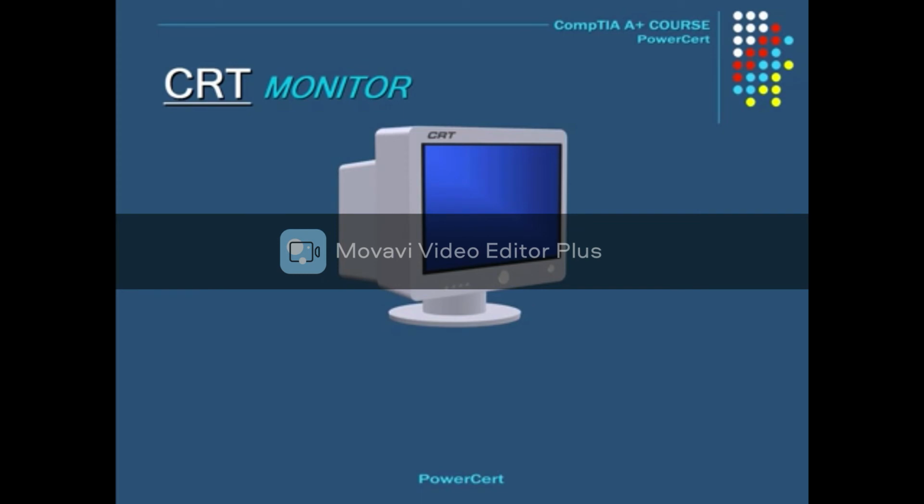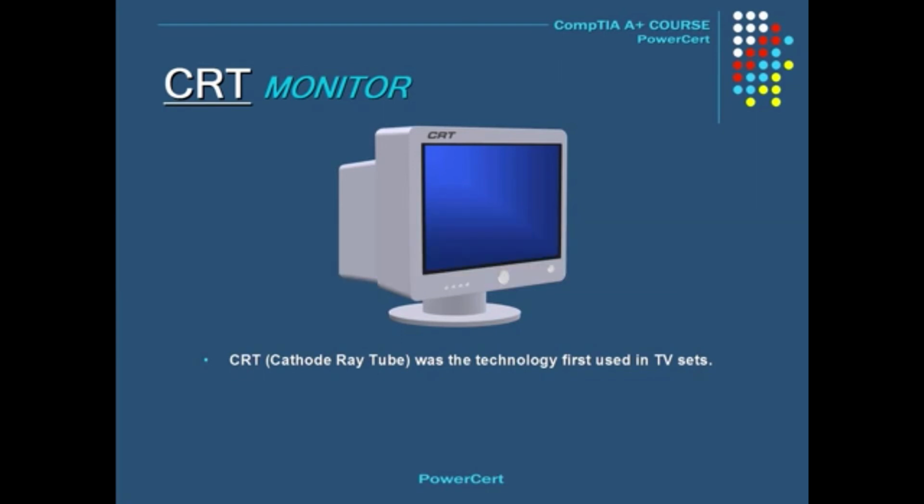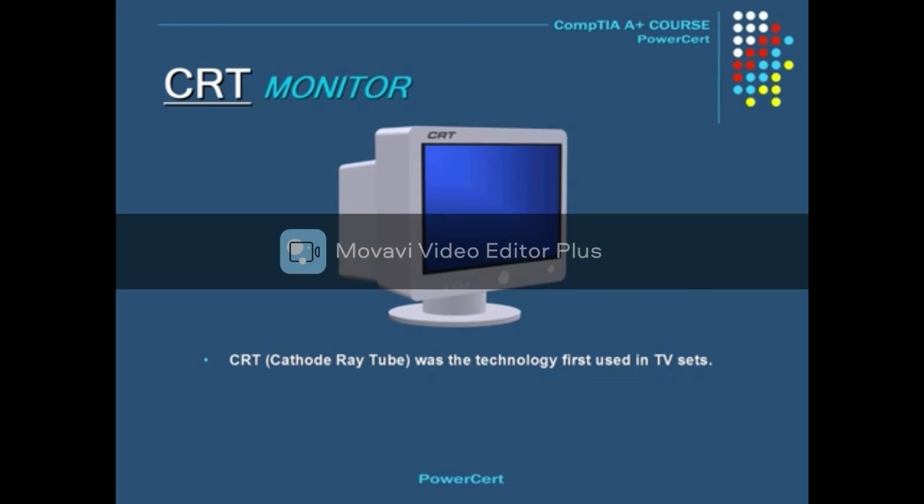There are 2 main types of monitors. One type is called CRT. CRT stands for cathode ray tube, which was the technology first used in TV sets. These monitors are bulky and heavy and take up a lot of desk space, and are pretty much non-existent in the marketplace today.